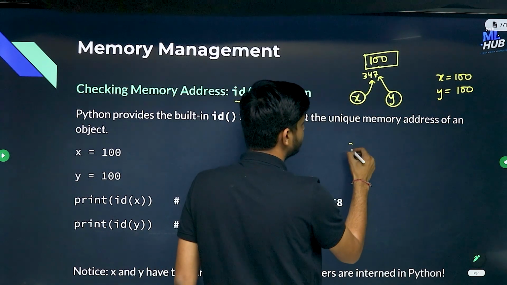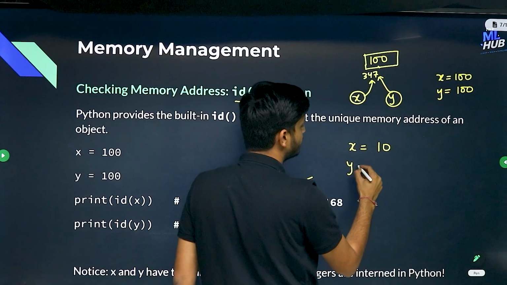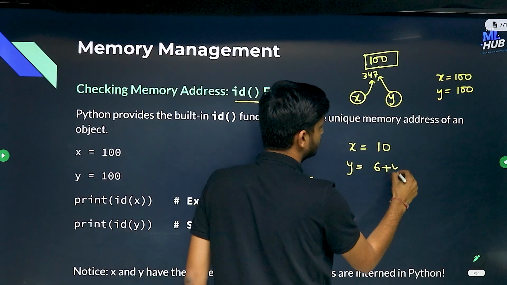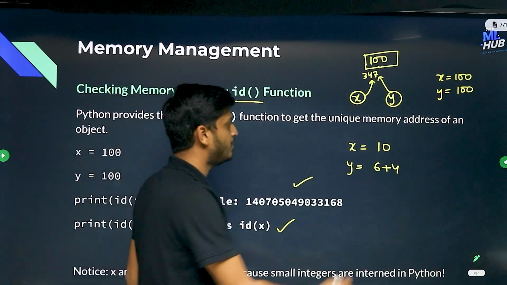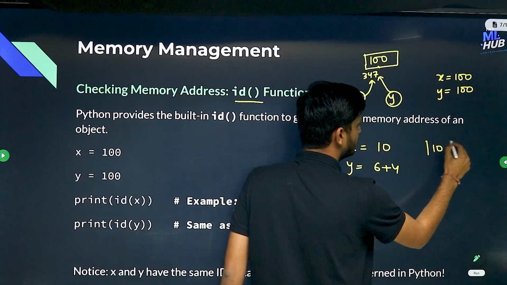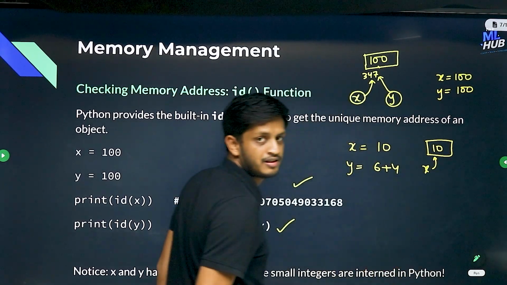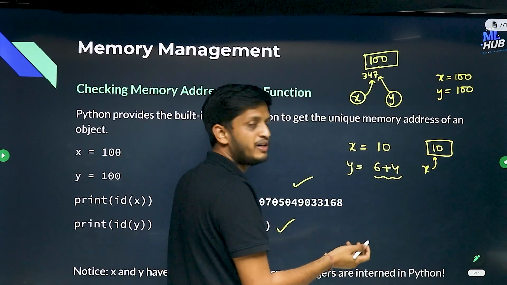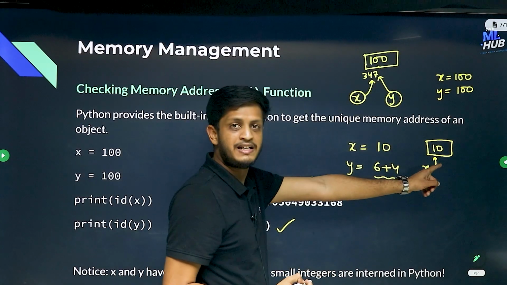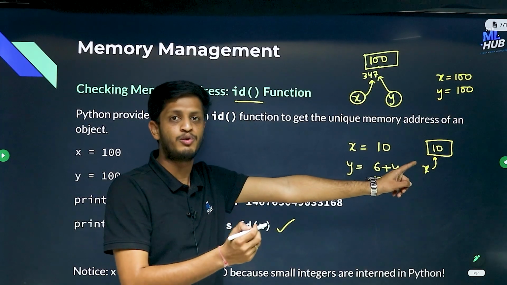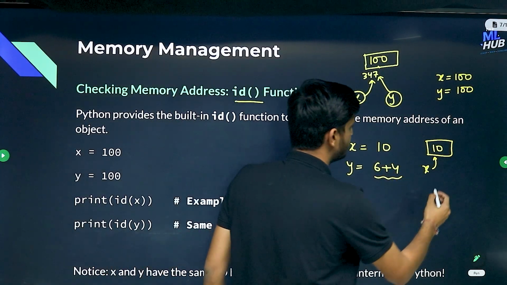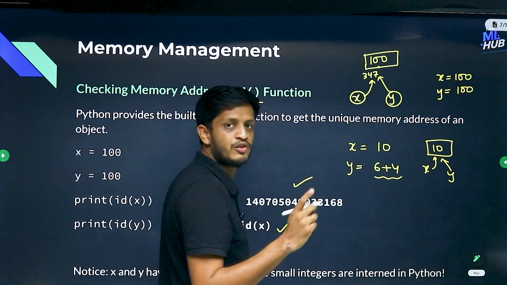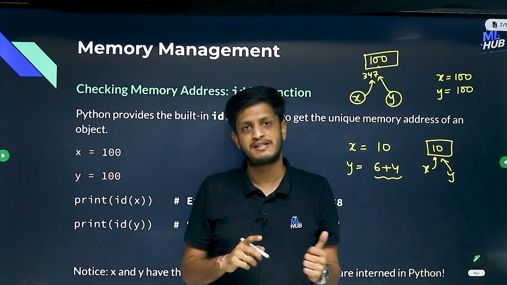Let us say I write x equal to 10 and y is equal to, let's say, 6 plus 4. Even here, what will happen? x will have the value 10 and x will point to this memory location. And when you say y is equal to 6 plus 4, this arithmetic operation actually evaluates to 10 only. And 10 is already present in cache. And since 10 is between -5 and 256, it is a small integer. y will also point to the same memory location. So even after running these two lines, if you print the ID of x and y, you will get the same ID. We will try this and see it in the demo.